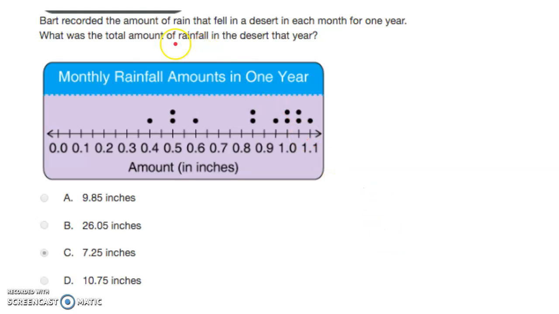This next one, again, Bart recorded the amount of rain that fell in a desert in each month for 1 year. What was the total amount of rainfall in the desert? So, total amount, you have to add all of these things up. You have to add 4/10 once.